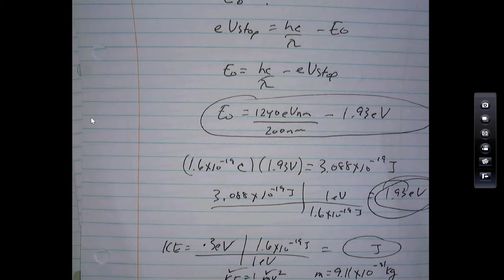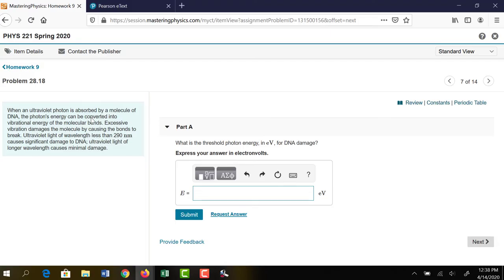Okay, very good. Okay, so when an ultraviolet photon is absorbed by a molecule of DNA, the photon's energy can be converted into vibration energy of molecular bonds. Excessive vibration damages the molecule by causing the bonds to break. So we have ultraviolet light of less than 200 nanometers causes significant damage to DNA. Ultraviolet light of longer wavelength causes minimal damage, right? Because the lower the wavelength, the higher the energy.